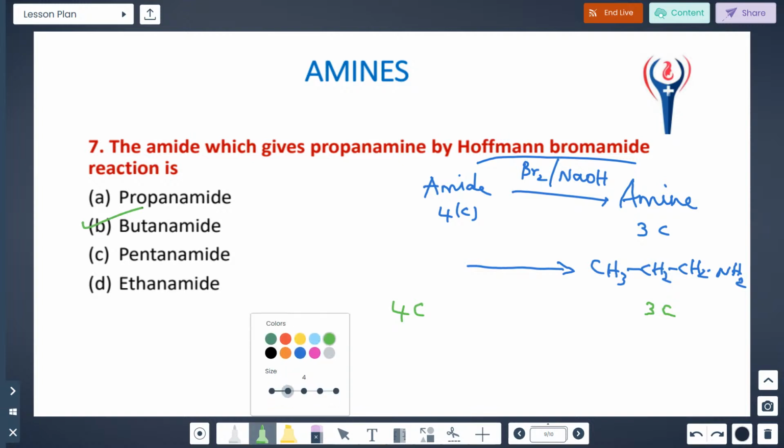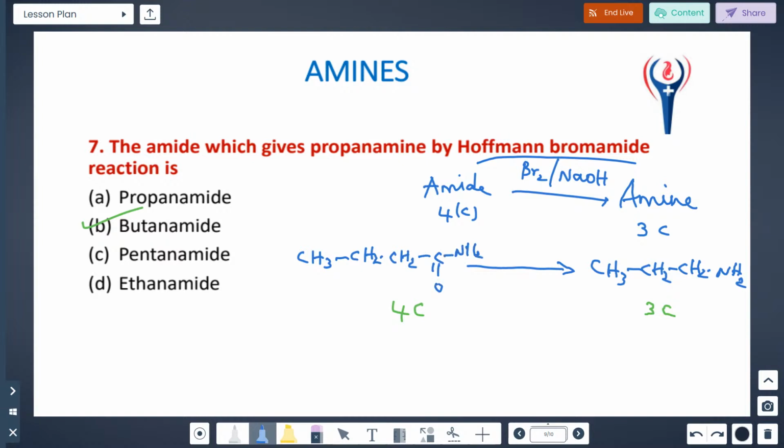This is a very simple problem, so understand the concept. Butanamide has the formula CH3CH2CH2CONH2. If you treat it with bromine in presence of NaOH, that's all. This is called butanamide. So butanamide only gives propanamine. Understood? So the answer is B, the correct option.